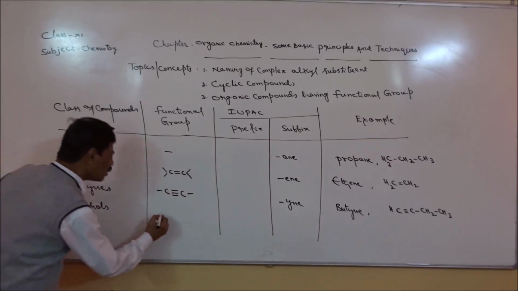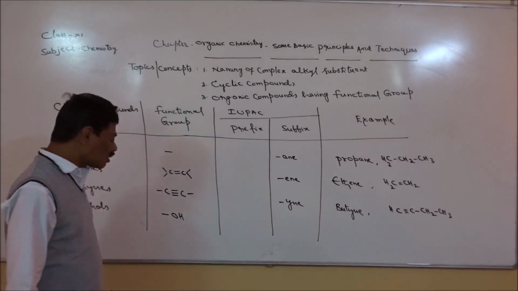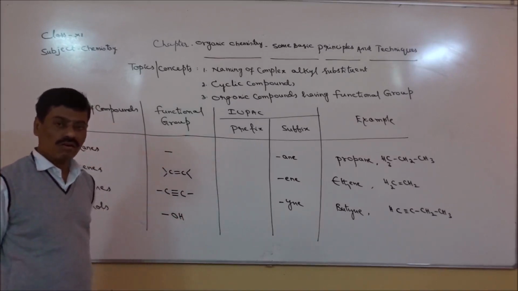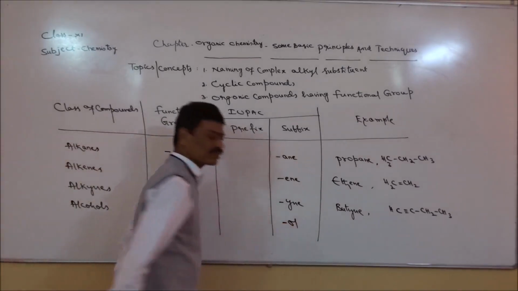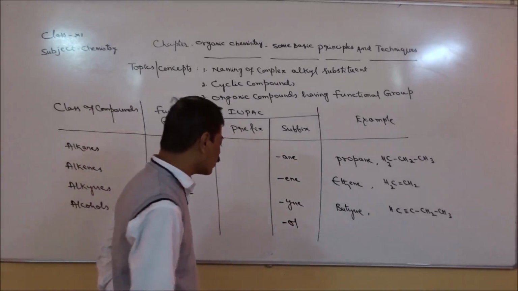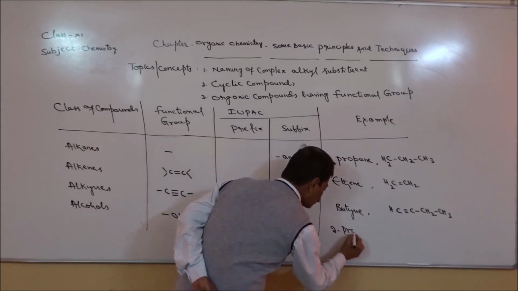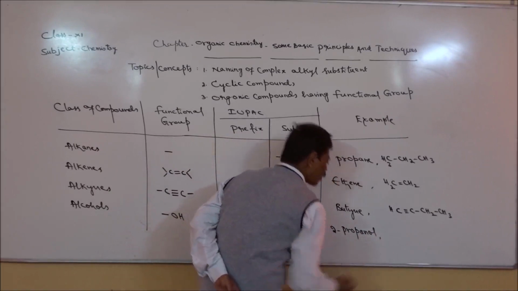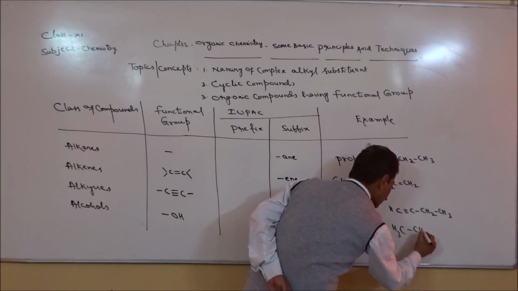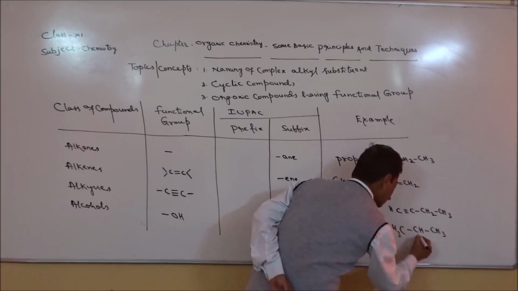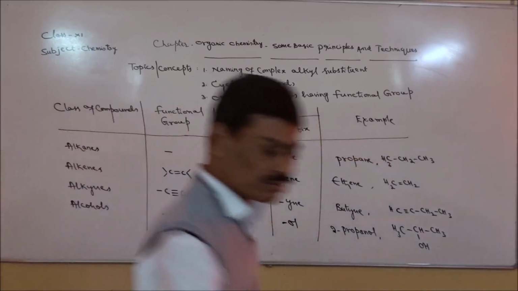The functional group of alcohol is OH, and the alcohol's name ends with -ol. So the suffix is -ol. And the best example for this compound is 2-propanol. So CH3, CH3, and to the second carbon atom the OH group will come. That's all. That is propanol.